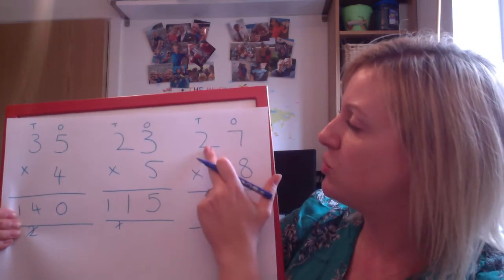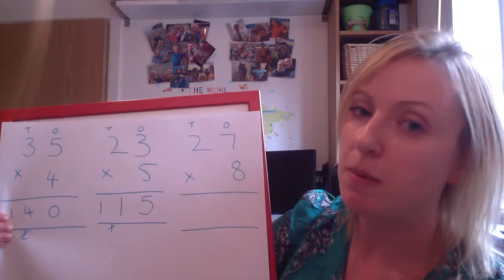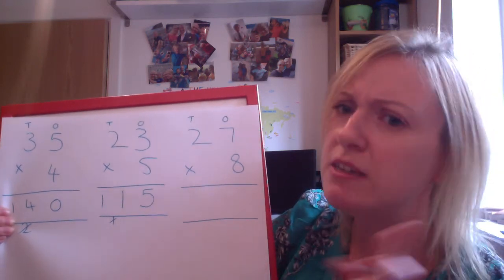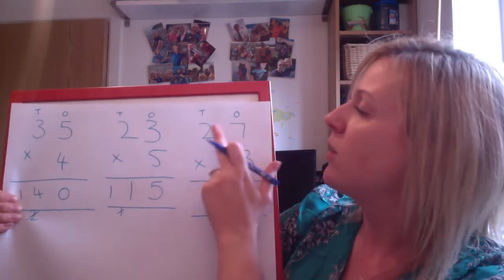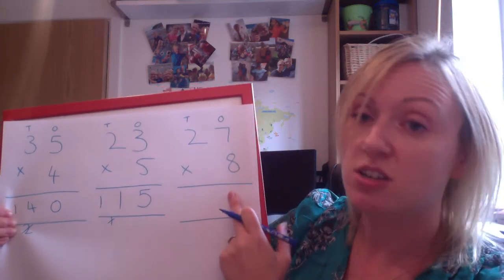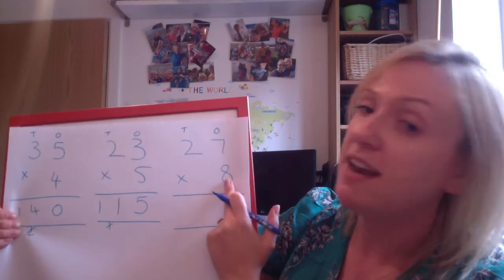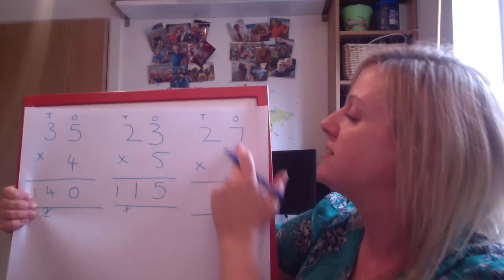Right, last one, 27 times 8. Now, some people are going to not forgive me for the 7 times 8 bit, but we've talked about this times table. This is the reason why I've chosen it. We're going to multiply together our 1s and our 10 and our 1. So we're going to do 7 times 8.